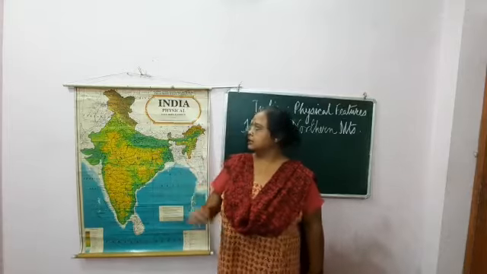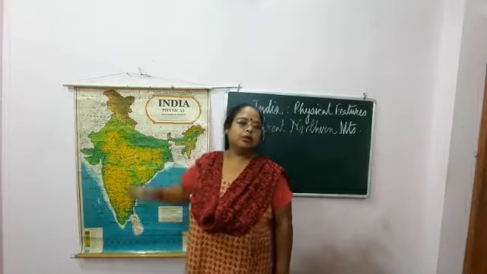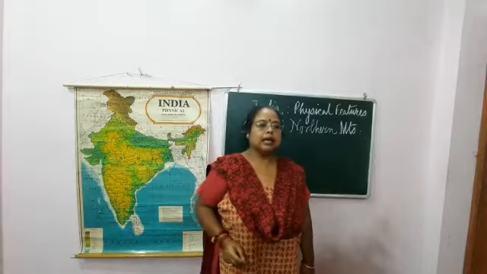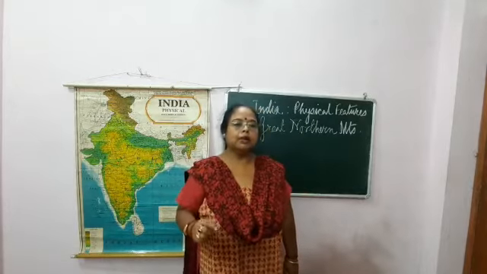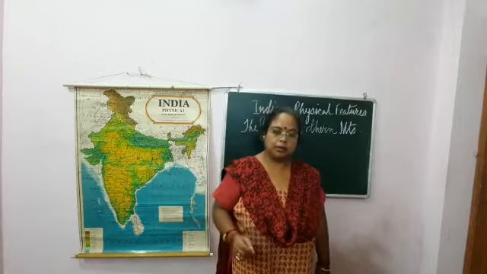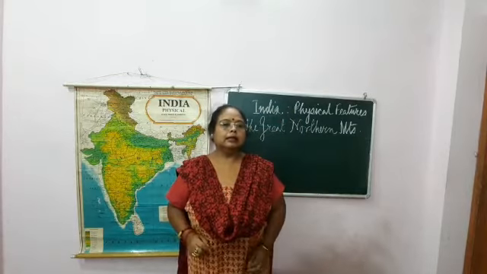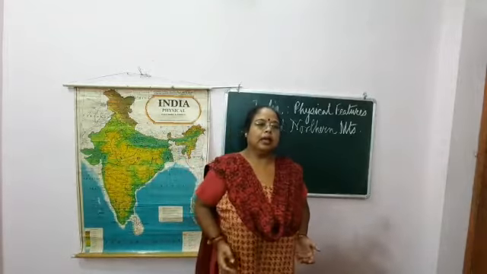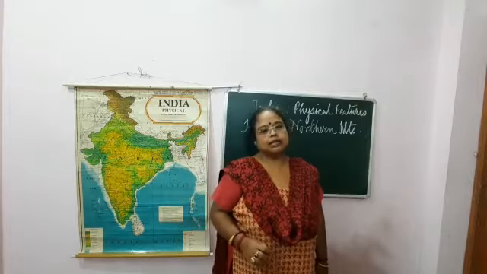The Greater Himalayas is the northernmost part. This brown colored part you have seen is the northernmost mountain range of the Himalayas. The Greater Himalayas is known as Himadri, as I have told you. The average height of the Himadri is about 6,000 meters. It is snow-clad, covered with snow, and the world's highest peak is located in this range, Mount Everest.